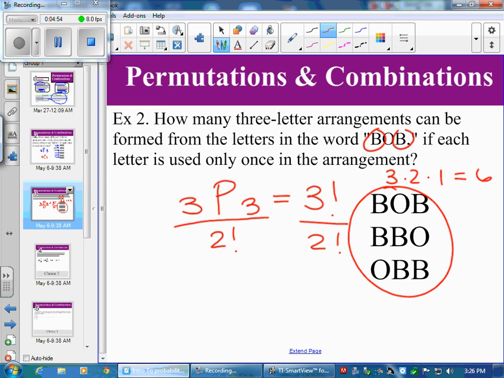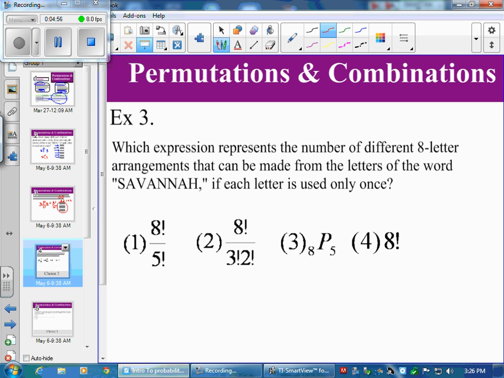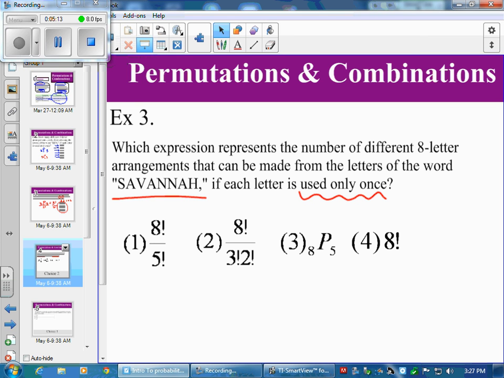Question 3. Now we're dealing with the word Savannah, which has 8 letters in it, and it's asking us which expression represents the number of different 8-letter arrangements that can be made if each letter is used only once. So we don't want repetition. If you take a look at the word Savannah, we have a couple of repeating letters here. A is being repeated 3 times, and N is being repeated twice.